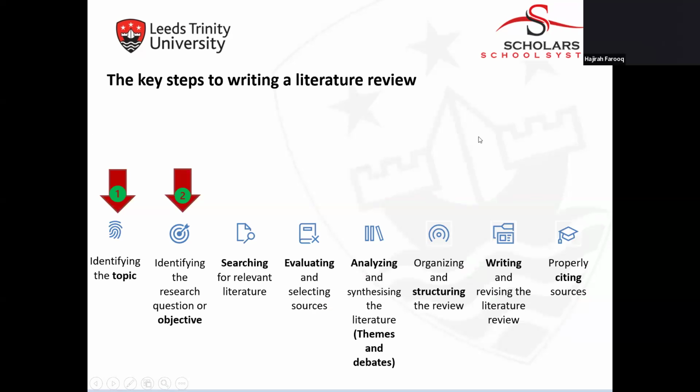And there are some key steps to writing a literature review that are mentioned below. The first step is to identify a topic, then identifying the research question or the objective, then comes searching for relevant literature, then comes evaluating and selecting sources, then comes analyzing and synthesizing the literature, which includes themes and debates. After that, we organize and structure the review, and then we start writing and revising the literature review. And then lastly, we properly cite the sources that we've used for that literature review.